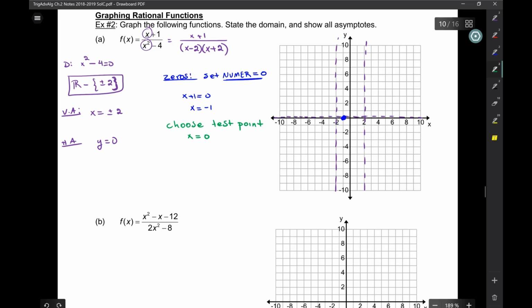Okay, so we're going to put 0 into the original function. F of 0 is 0 plus 1 over 0 minus 4.